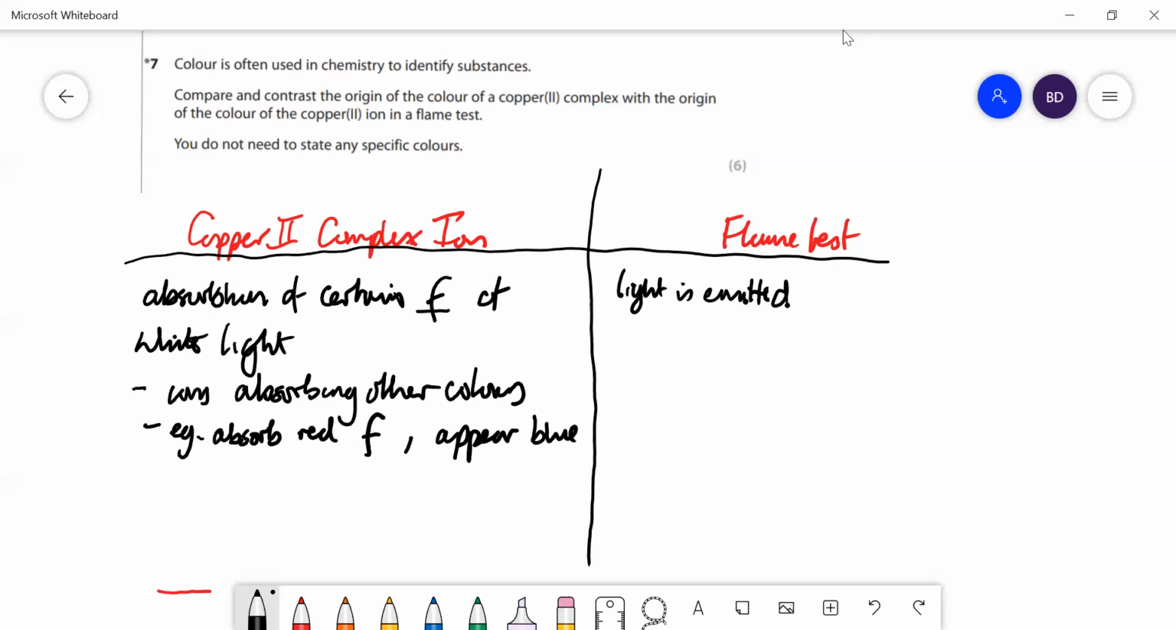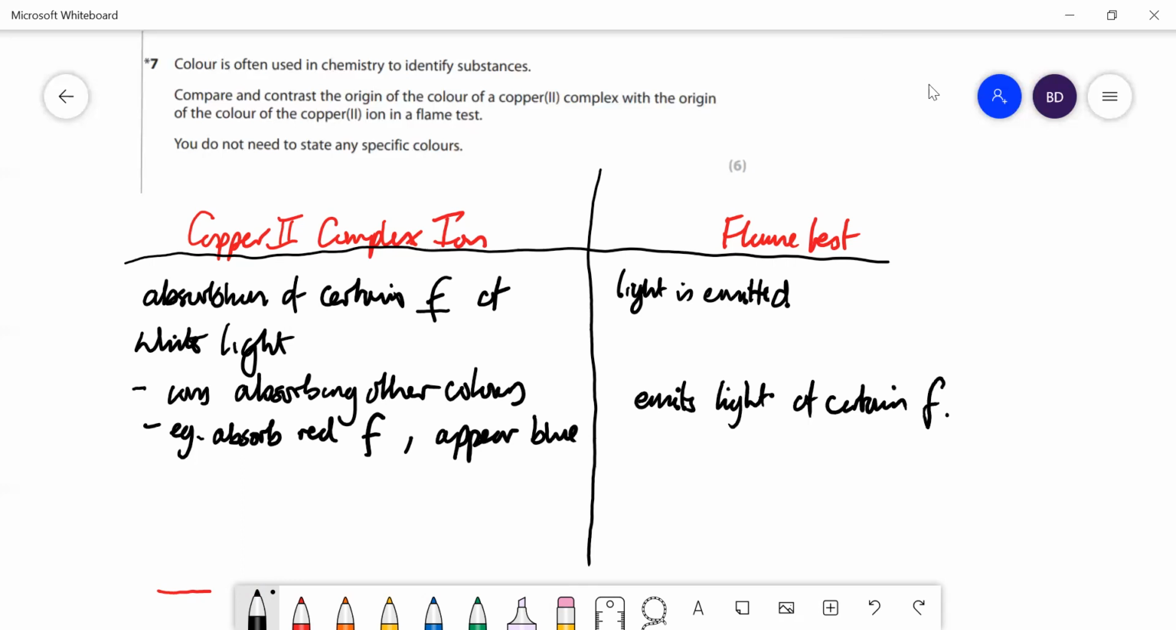And that is different to the flame test situation. So here, the copper flame test looks green. You don't say what color, and it looks a certain green because it emits light of certain frequencies. So it's emitting green light, and the flame looks green.